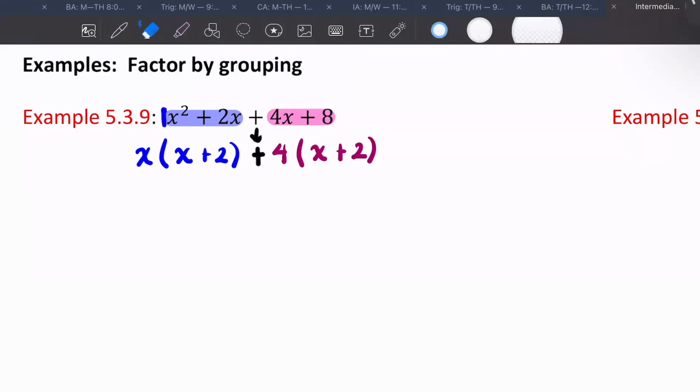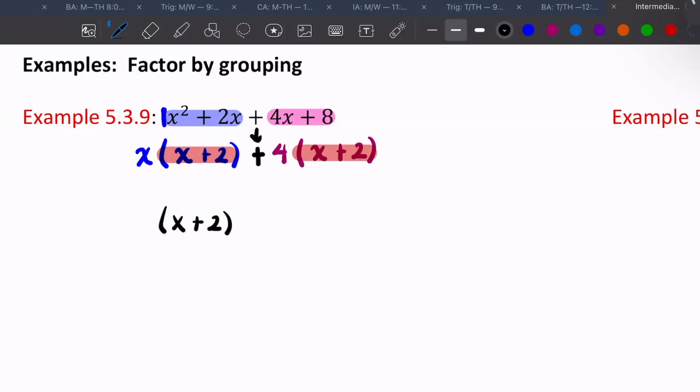Here's your checkpoint. You should notice that those two are the same. That should happen every single time. Your parentheses should be the same. So that becomes one set of parentheses for your answer. The other set of parentheses is just everything else. So you have an x and a plus 4. And you're done. That's the answer.